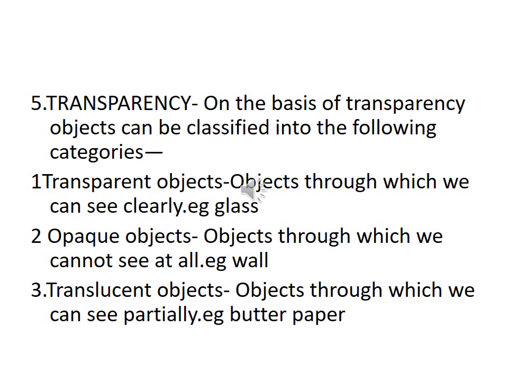On the basis of transparency, objects are classified into the following categories. Number 1, transparent objects: objects through which we can see clearly. Example, glass. Second, opaque objects: objects through which we cannot see at all. Example, a wall. Third, translucent objects: objects through which we can see partially, like only an outline, not a clear picture of the object. Butter paper.